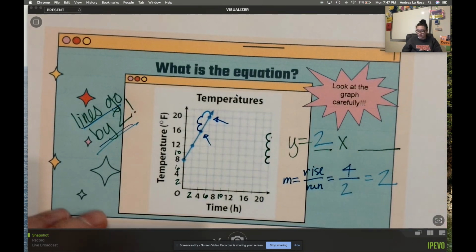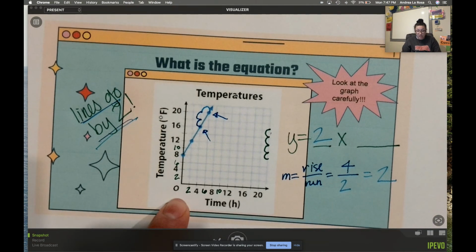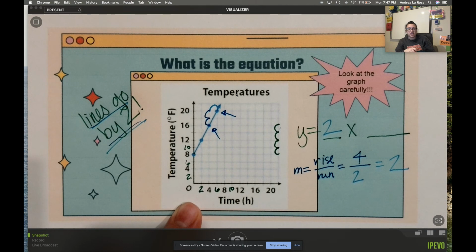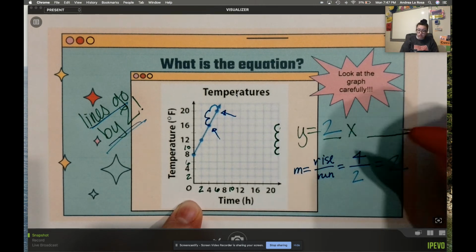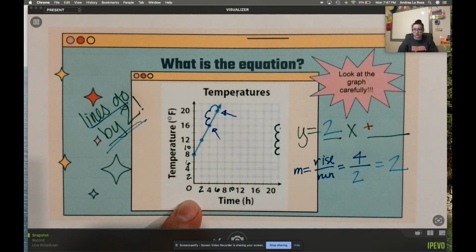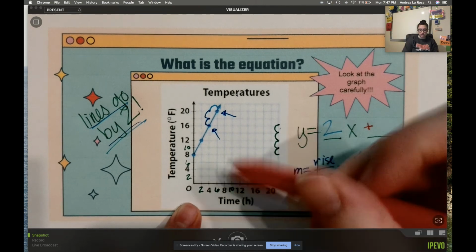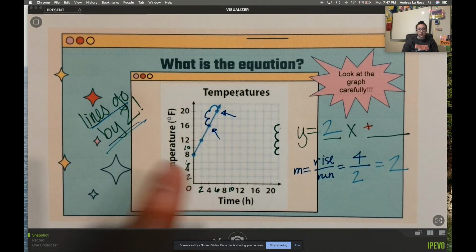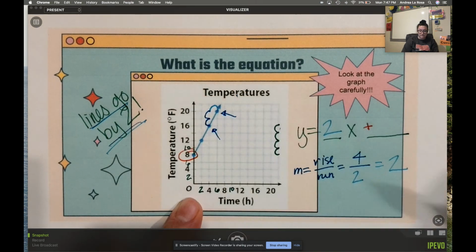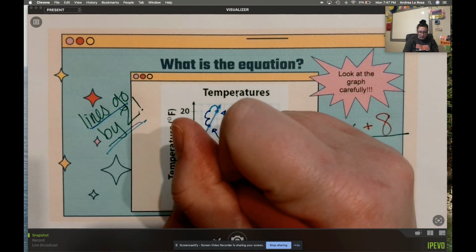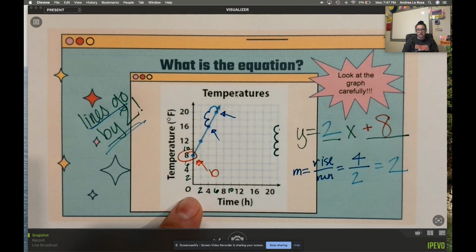Then we've got to look for our y-intercept. Just looking at this graph, is my y-intercept going to be adding or subtracting? How do you know it's adding? Because it's above the origin. Those are positive numbers. What is my b here? What's my b for this problem? My b here is 8. Nice job.